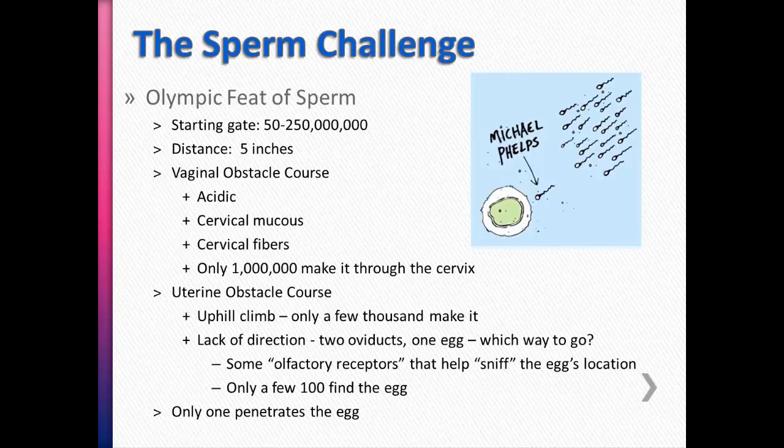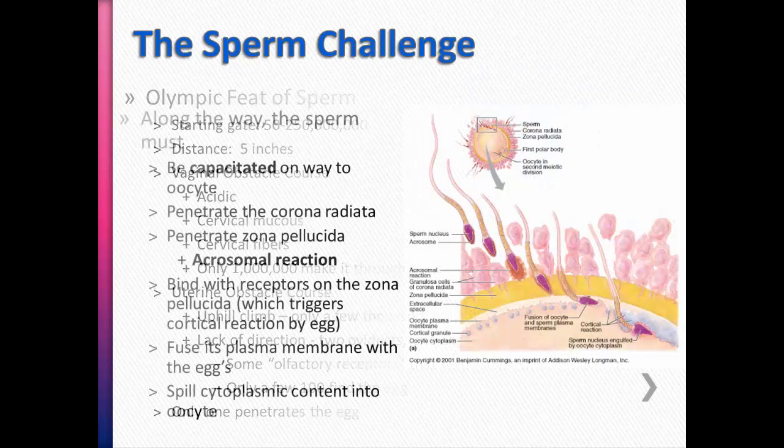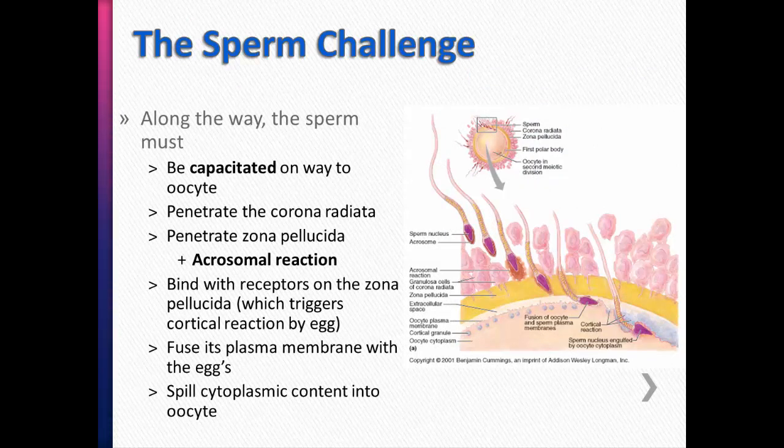There's some evidence maybe they lack direction. I mean, there are 2 oviducts, only one of them has an egg in it, so which way do they go? Now they found that there's some evidence that the sperm actually have what are like olfactory receptors that can sniff out an egg and travel towards it in a chemotactic-like process and find the egg. But of the 250 million that start, actually only 100 of them find the egg. And then, of course, only one of those guys gets to penetrate it. Now, along the way, the sperm also have to be capacitated, and that process I'll describe in the next slide.